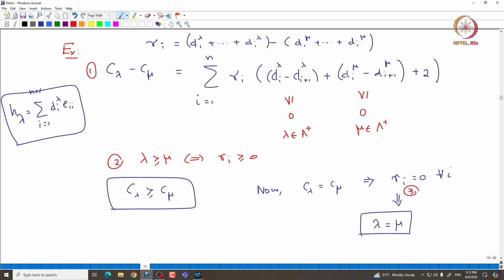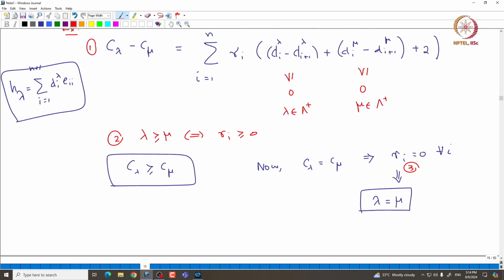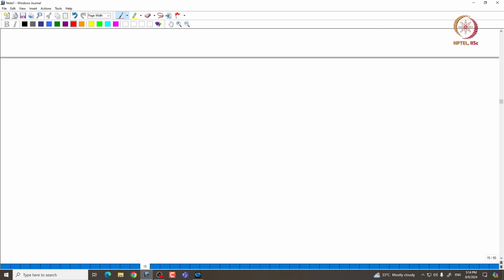So, these are also just simple computations that you will be able to do comfortably, and this actually tells you that whenever C lambda equals C mu, then we get lambda equals mu, and C lambda is always greater than or equal to C mu if lambda and mu are both dominant and lambda is greater than or equal to mu with respect to the dominance order. So, this is all simple translations. So, using this we can prove our theorem.